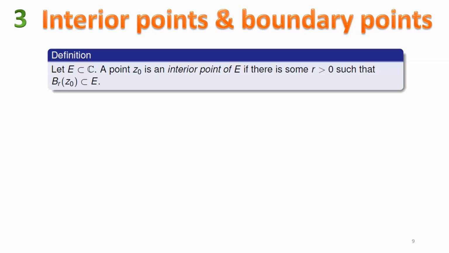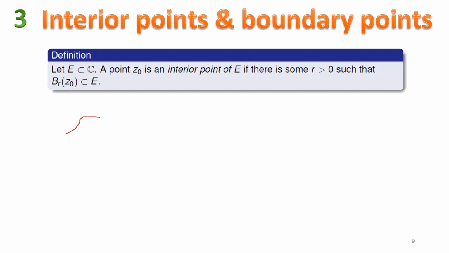Let E be a subset of the complex numbers, and a point z0 is an interior point of E if there is some r greater than 0 such that the disk B_r(z0) is a subset of E.